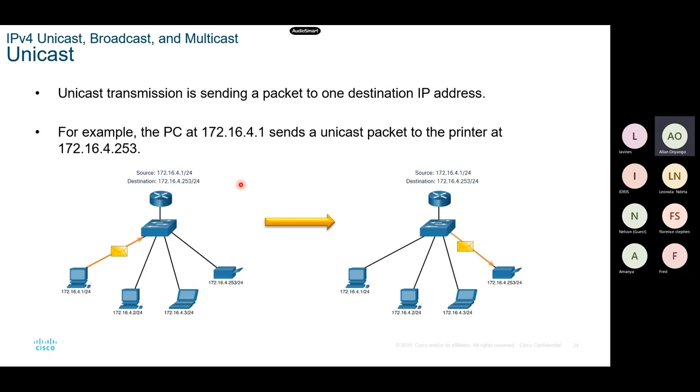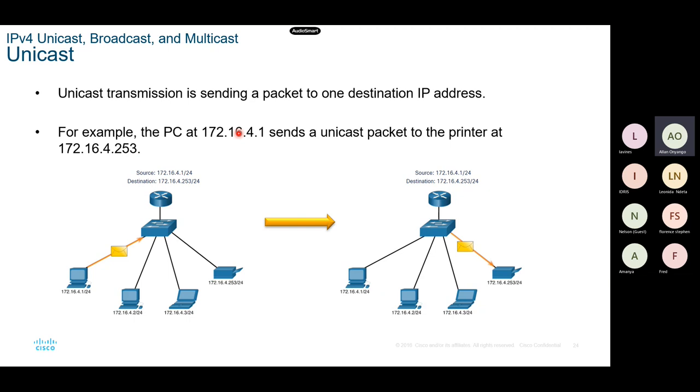So we did say that unicast addresses, this is an address that is used to communicate from one device to another, one-to-one communication. This PC wants to communicate to the printer only. So from this IP address, it goes to the IP address of the printer, which is 172.16.4.253. So one-to-one communication, the work of a unicast address.